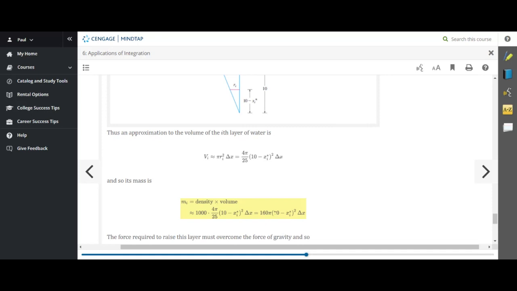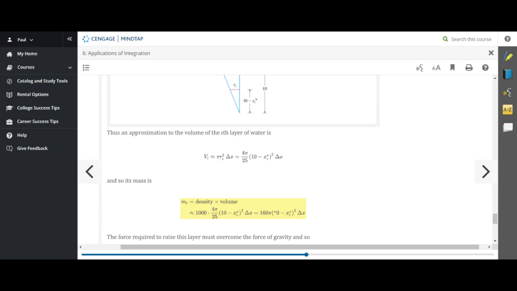I'm going to take that 1,000 and multiply it by my volume, which is 4 pi over 25 times (10 minus xi) squared delta x. If I simplify that, the mass for the ith layer of water is going to be 160 pi times (10 minus xi) squared delta x. So the mass is 160 pi times the quantity 10 minus xi squared times delta x.